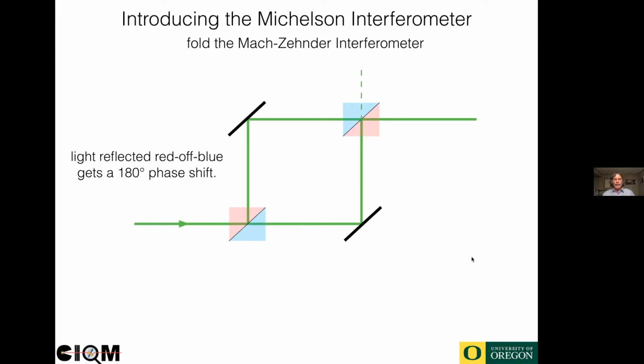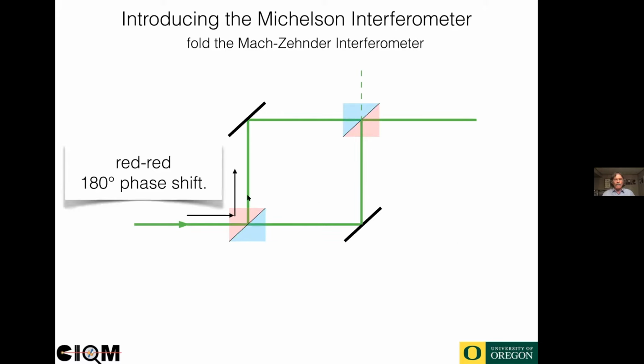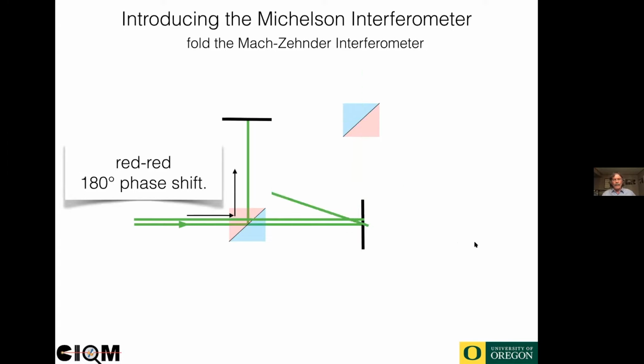Okay, so here's the Mach-Zehnder. I'm going to fold it. I'm first going to remind you that when you reflect inside red to red, you get a phase shift. All other cases give no phase shift. So there, I folded that, I folded that. We can get rid of the one beam splitter. We don't need it. We just need one beam splitter. Now we come in on this path here.